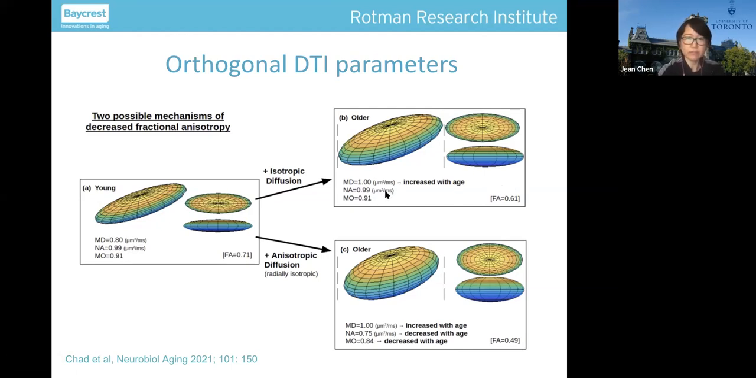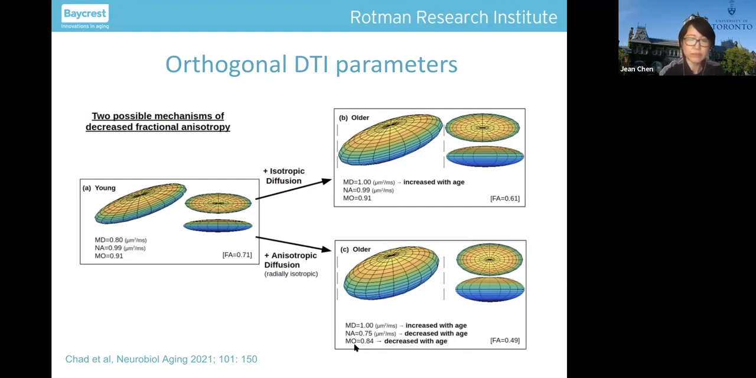As our simulations showed, even if NA has no change, just the fact that mean diffusivity goes up as a result of, for example, demyelination, we can expect FA to go down as well. And this you probably expected from the equations I showed earlier. But of course, most often we assume it's the bottom case in which the anisotropy does in fact go down and diffusivity does go up. These are the hallmarks of degeneration.